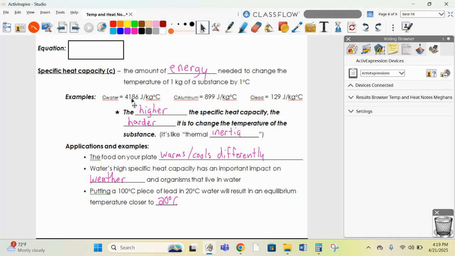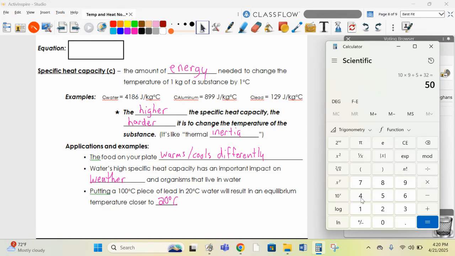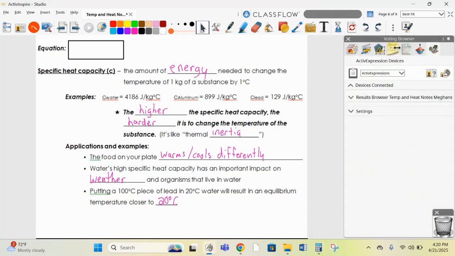So, water has a really, really high specific heat capacity, like 4,186 joules per kilogram degree Celsius. Lead, if I had a chunk of lead, only needs 129 joules per kilogram degree Celsius. So if I compare those two values, dividing by 129, it takes about 32 times more heat to change the temperature of water than it does lead.